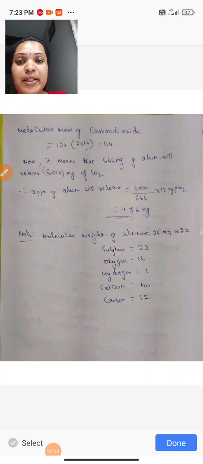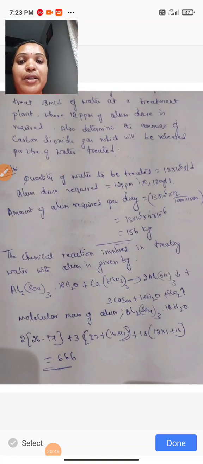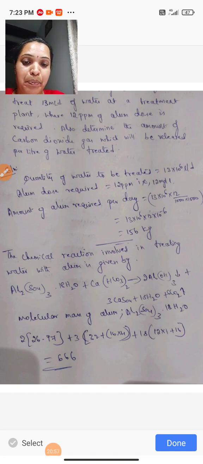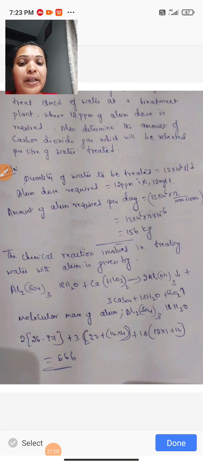I think it's clear for you. So once again let me discuss. Before solving this problem, first of all we should know the chemical formula for the alum. The chemical formula is Al2(SO4)3·18H2O. That is the alum chemical formula.